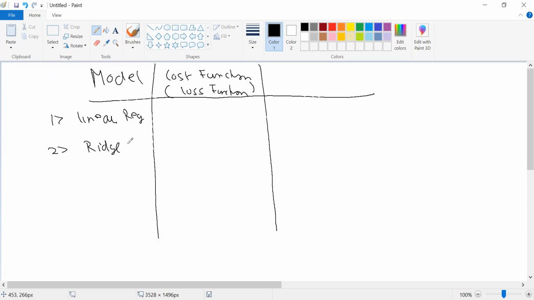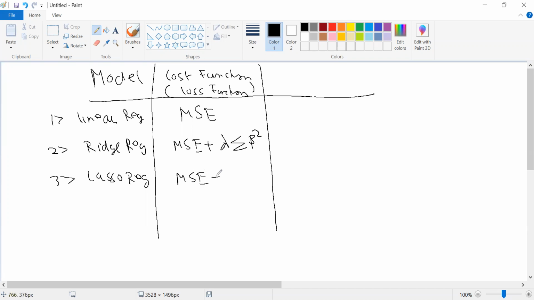Ridge and Lasso. In linear regression, your cost function is MSE. In ridge regression, cost function is MSE plus lambda summation beta square. In Lasso, it is MSE plus lambda summation mod beta. ये टेबल एक ड्रॉ कर.